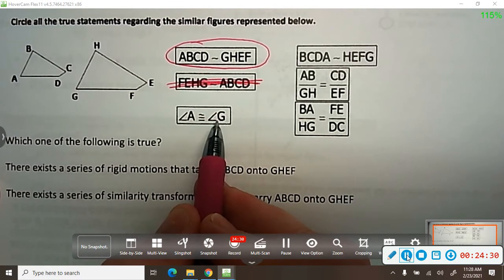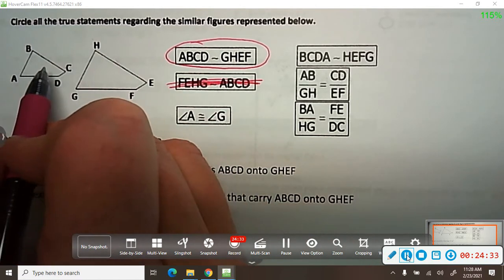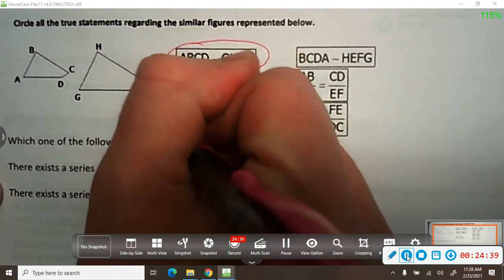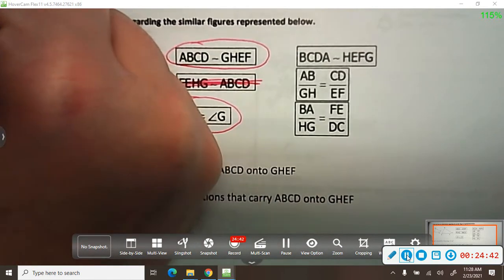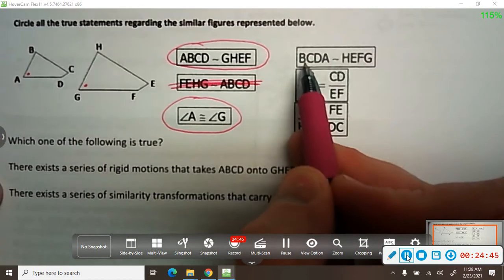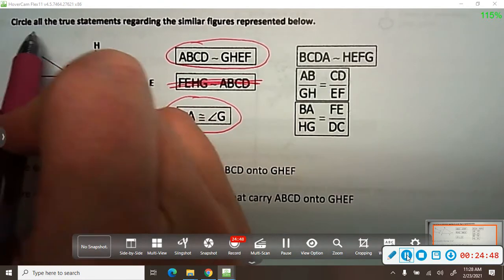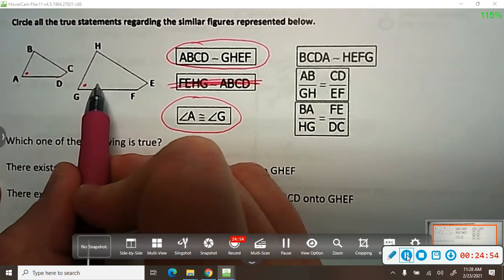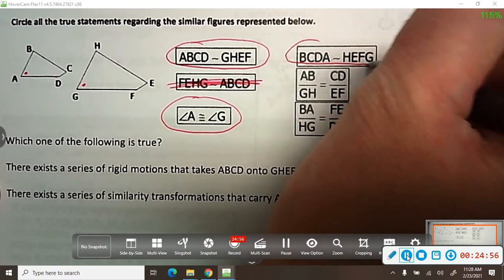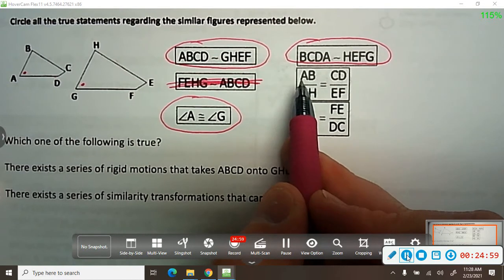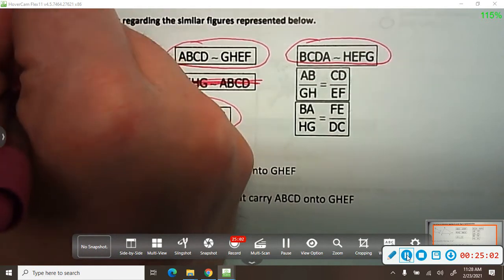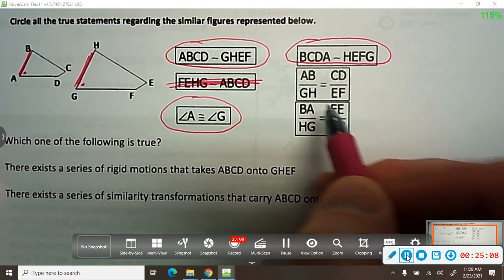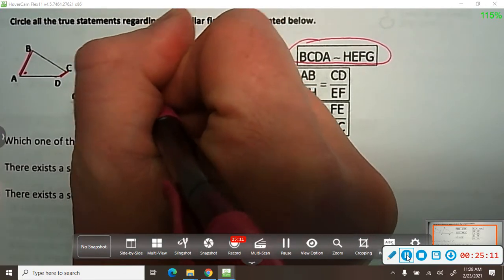Angle A and angle G are corresponding. They're congruent. So does A go with G? Yes. Those should be congruent. They're in the same spot. What about BCDA? Let's see, B, C, D, A. So then I should name this HEFG, which is what they did. And if I take AB over GH, does that equal CD over EF? Yep.